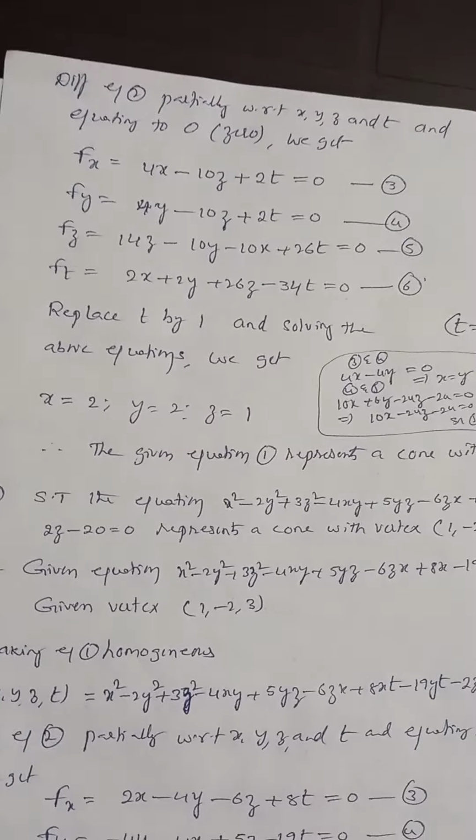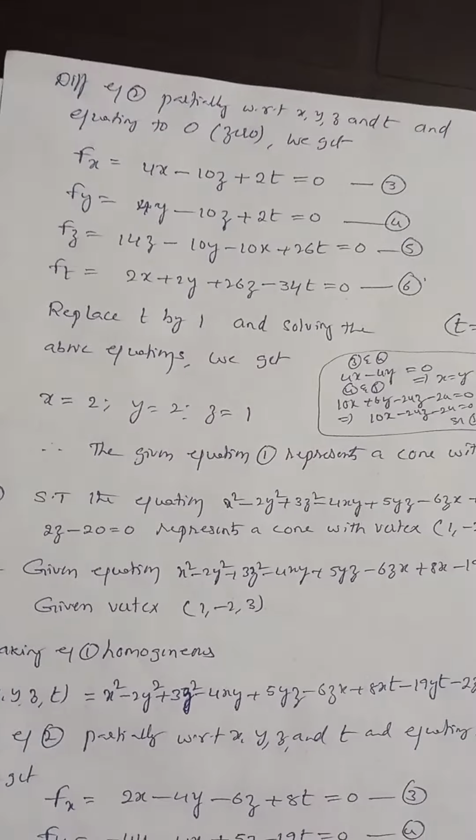Now in this equation, the degree of each and every term is equal to 2. Therefore, this is a homogeneous equation. After getting the homogeneous equation, we have to differentiate that equation partially with respect to x, with respect to y, with respect to z and with respect to t. Now you will get 4 conditions. Now these are the conditions.